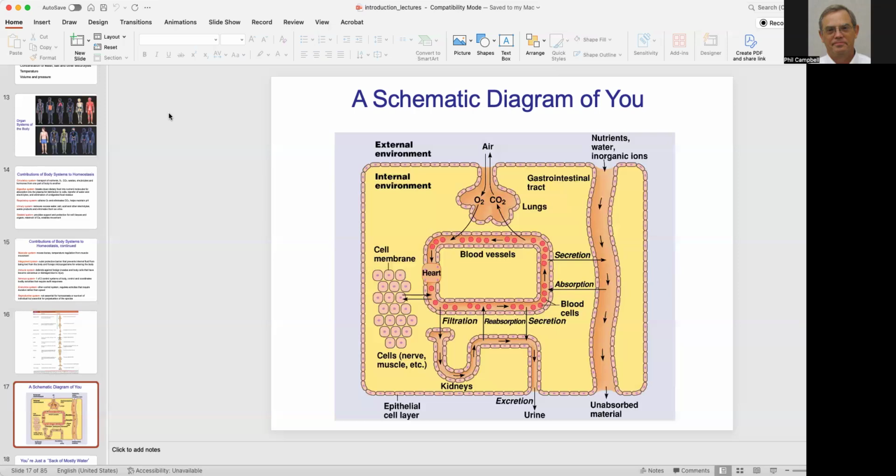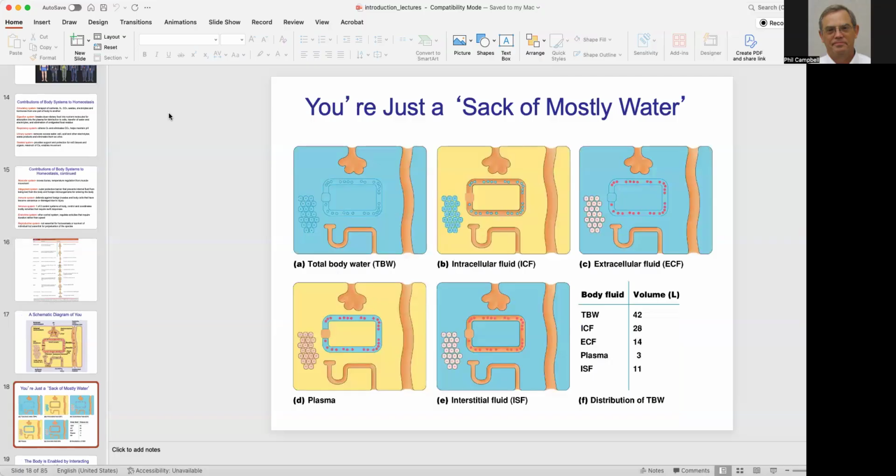All right? So this is a schematic diagram of you, right? Now, I told you earlier today, your sac is mostly water. I want to introduce with this slide a series of terminologies. Again, these are important. I'm not necessarily going to ask you specifically to differentiate between them, but I will use this terminology through the rest of the semester. So you might as well know it. Okay, so let's walk through it.